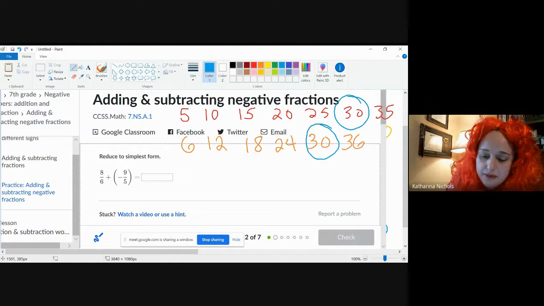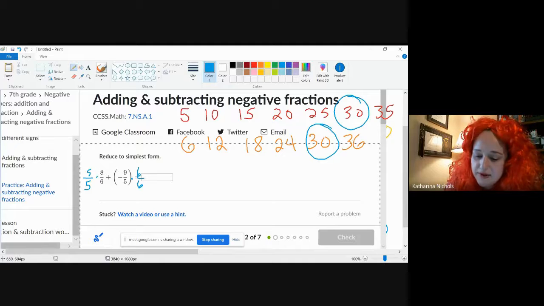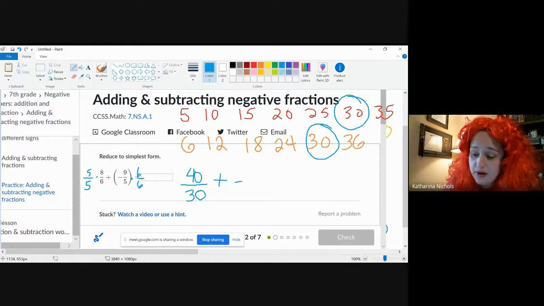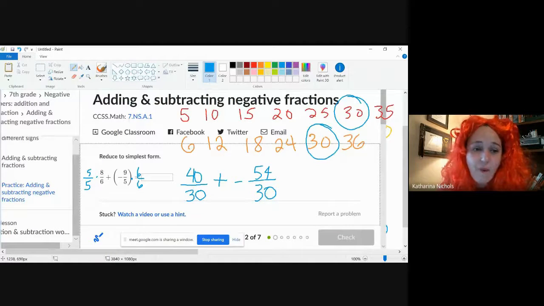So I'm going to multiply my first fraction by 5/5 and my second fraction by 6/6. And that changes my first fraction to 40/30ths and my second fraction to, it was negative, so don't forget to leave it as a negative number. It's going to be 54/30ths. So I've changed my whole expression to 40/30ths plus -54/30ths.